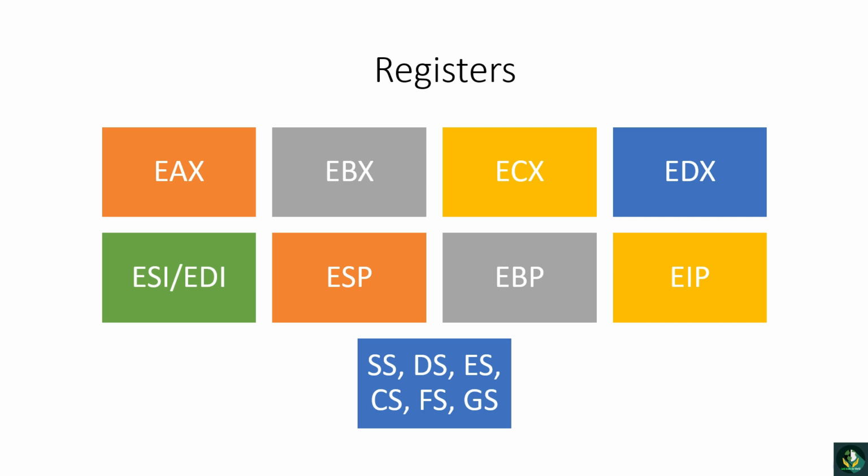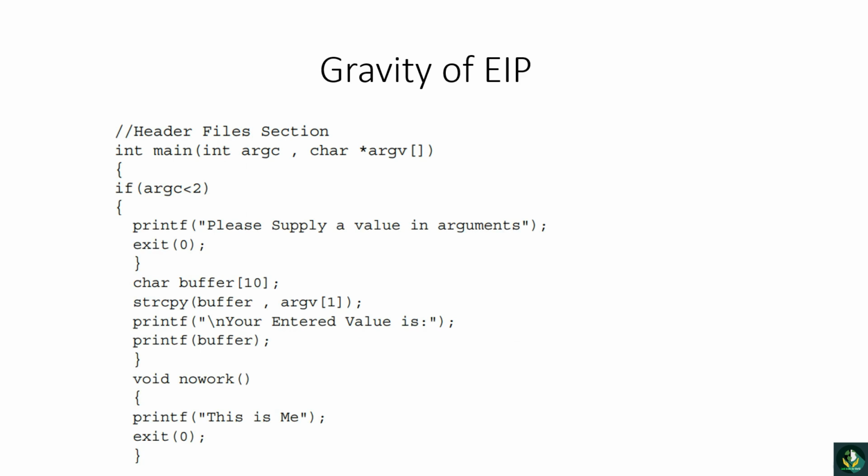EIP. This is the program counter, which is an instruction pointer, and it is also 32-bit in size. Most vital throughout this lecture, it holds the address of the next instruction to be executed. And SS, DS, ES, CS, FS and GS are the segment registers. They are 16-bit in size.